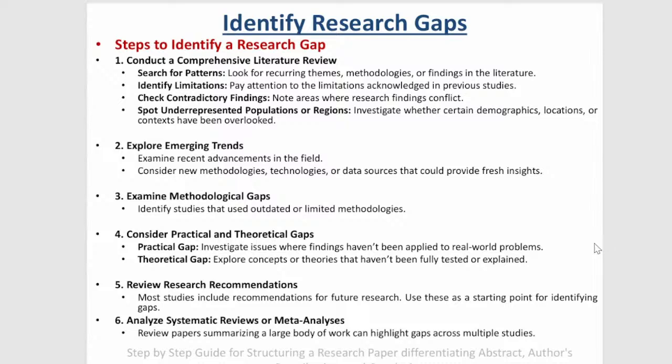Identify the limitations. That means we need to pay attention to the limitations acknowledged in previous studies. We need to check for contradictory findings. We need to note areas where research findings conflict. We need to spot underrepresented populations or regions. We need to investigate whether certain demographics, locations, or contexts have been overlooked.